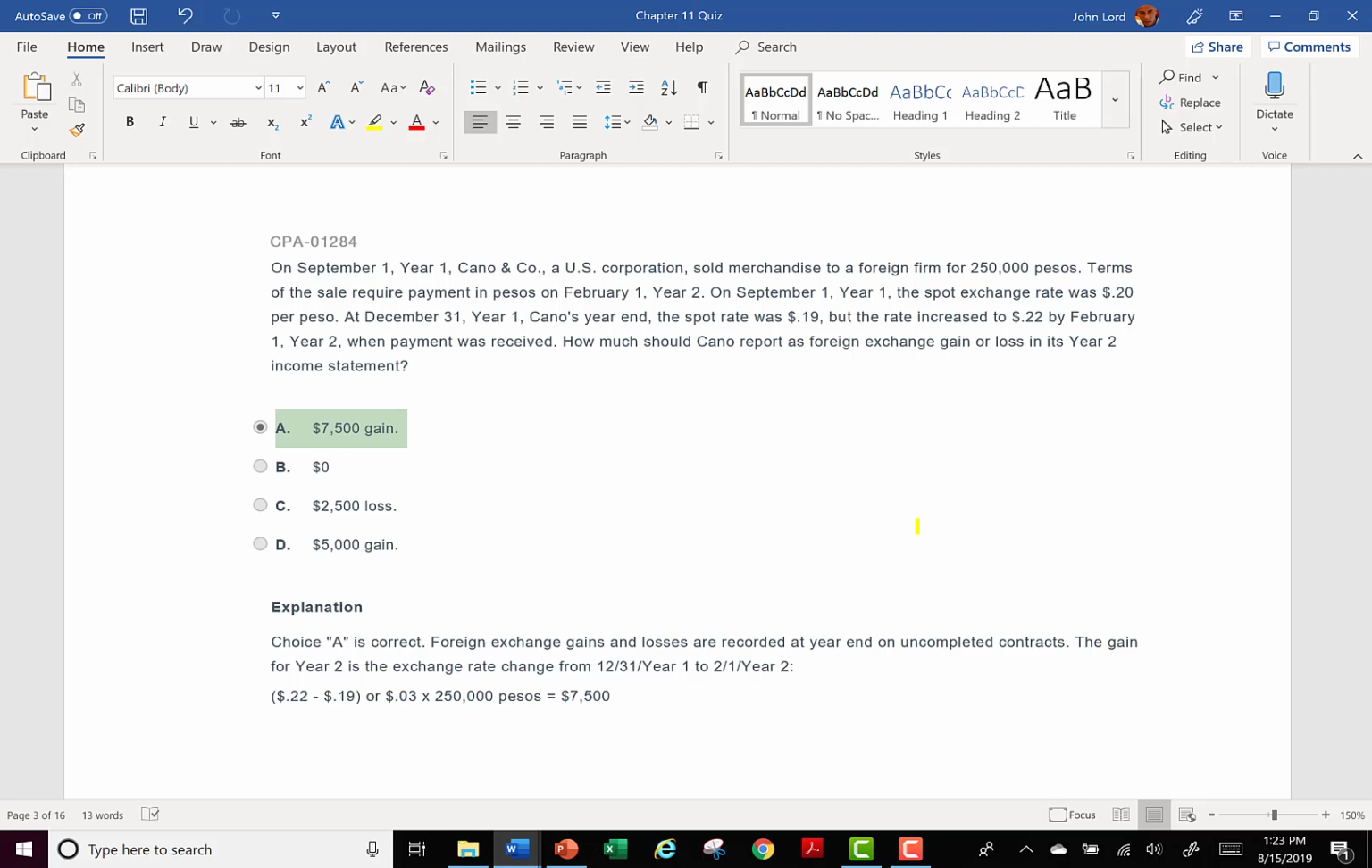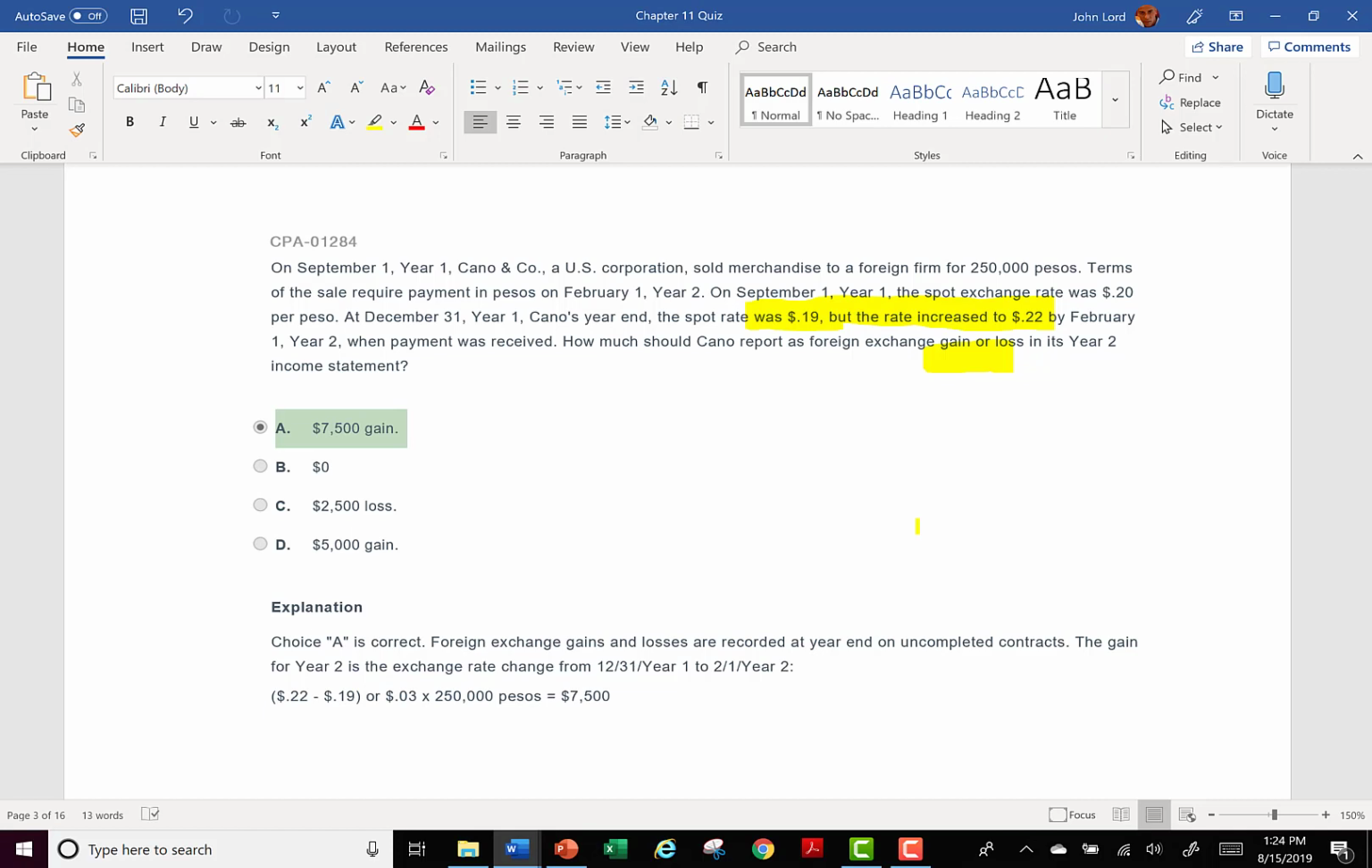How much did Cano report as a foreign exchange gain in year two? Here they gave us that it's a gain. Some questions you'll see won't tell us, they'll say gain or loss, so we have to know how to figure out which it is. The exchange rates moved in Cano's favor here. It was $0.19 to the peso, but now the rate has increased to $0.22. So we're going to get more dollars from this transaction, and that's going to result in a gain.